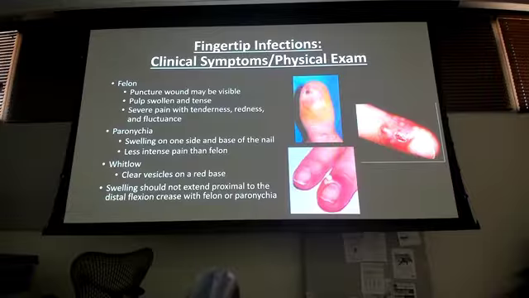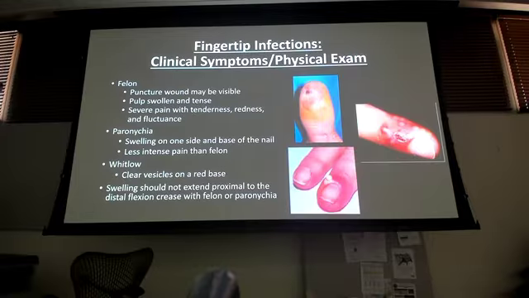Okay, so with whitlow we don't really talk about the pain necessarily, but we talk about what they look like. Does this look like a clear vesicle on an erythematous base? Gosh, that sounds like a pants infection, doesn't it? Yeah? Okay. All right, perfect. You'll never forget it, right?